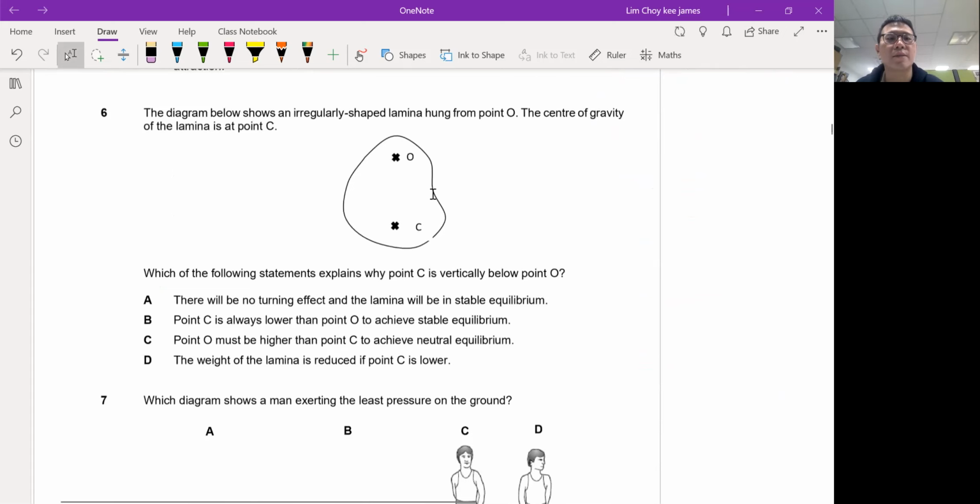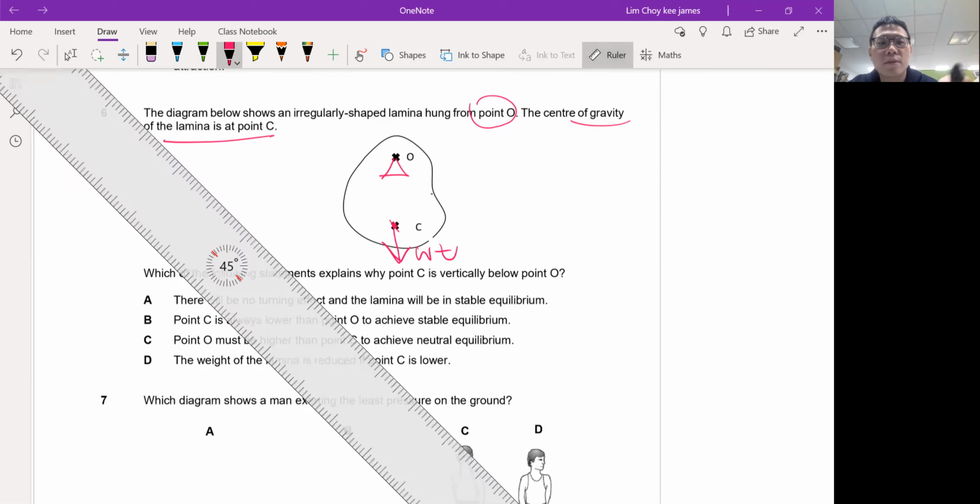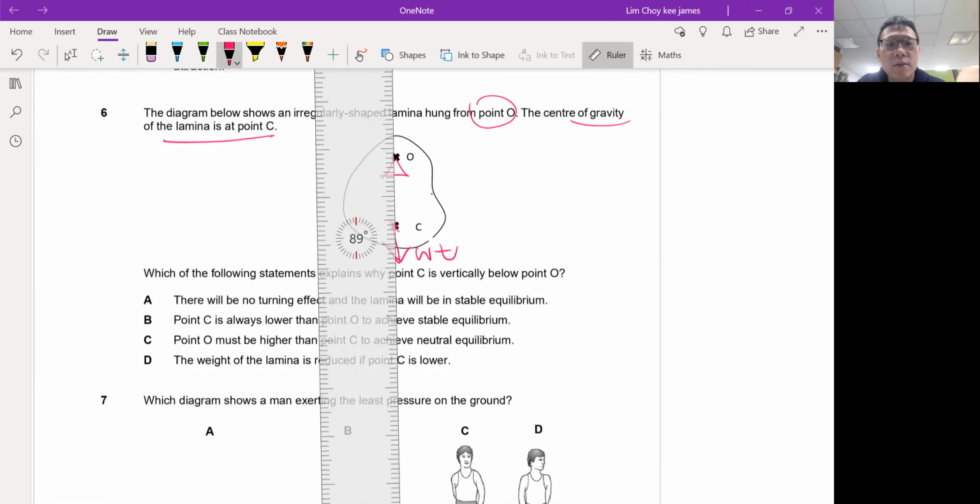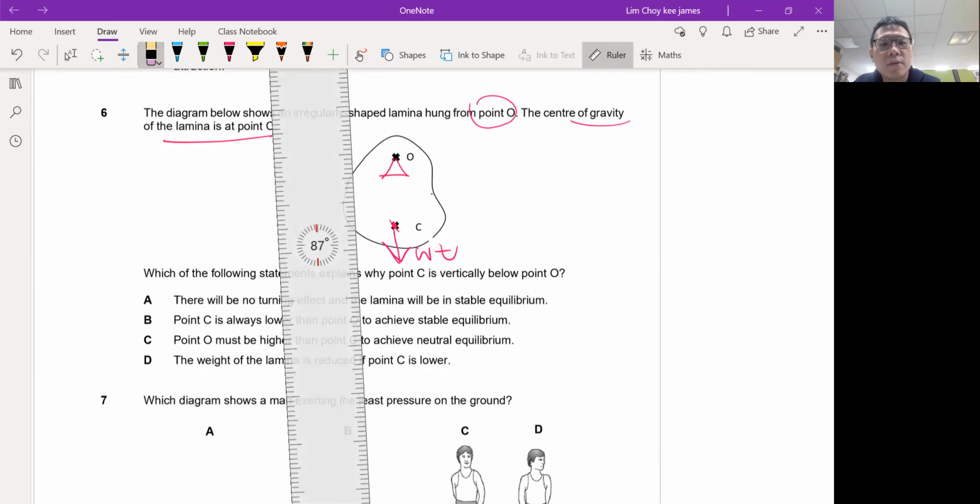Now, number 6. Number 6 will be the irregular lamina. What happened is the center of gravity is at C. Okay, so I'm hung at O, so I can safely say this is my pivot. Now, with a pivot there, and the CG here at C, it means the weight of the lamina is actually here. Now take note, if you take a look at the junction here, let me draw a nice one.